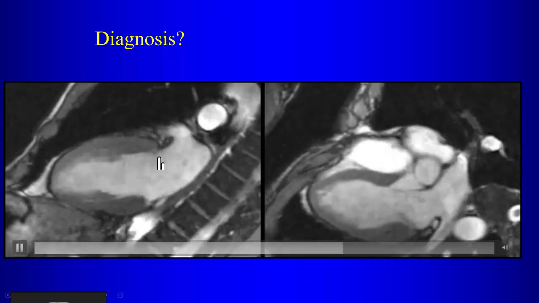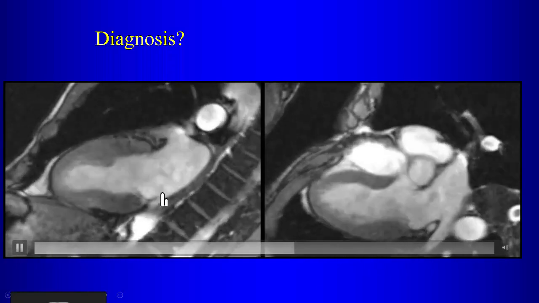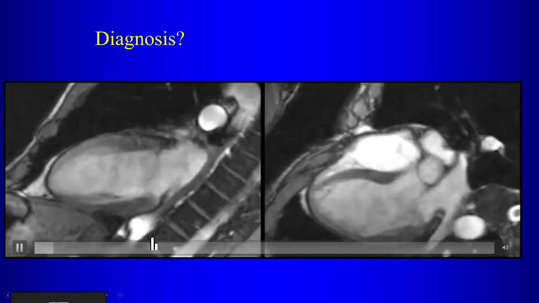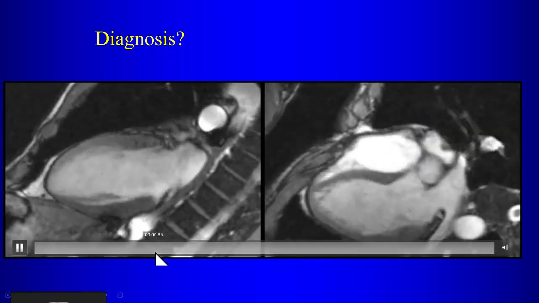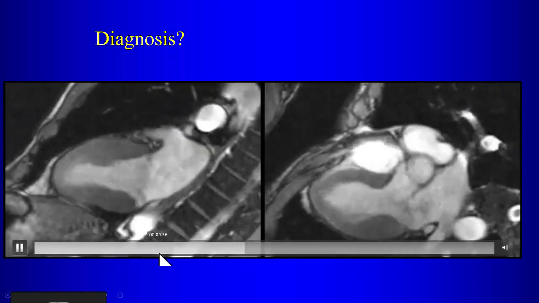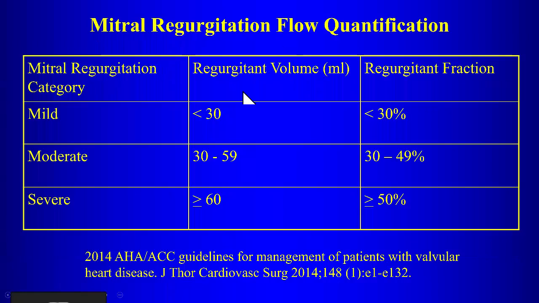Look at the position of the mitral valves here, right at the end. See how they're bowing back a little bit? Yes, mitral valve prolapse. It's mild mitral valve prolapse. Mitral valve prolapse can also cause usually mild mitral regurg. Again, with mitral regurg, based on what we calculate with MR, we can figure out whether it's mild, moderate, or severe from the regurgitant fraction or the regurgitant volume.